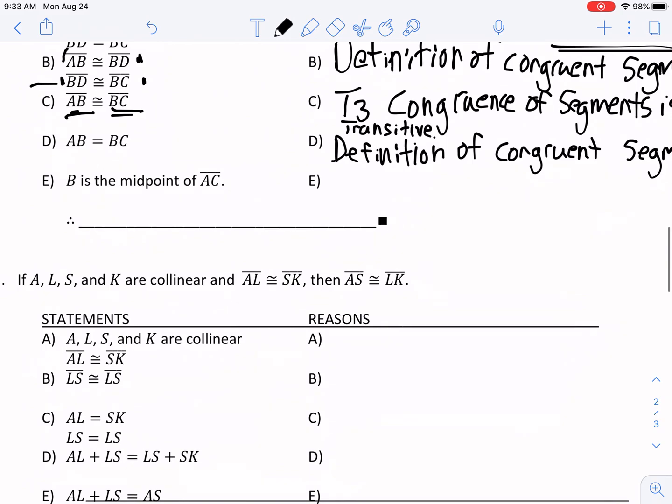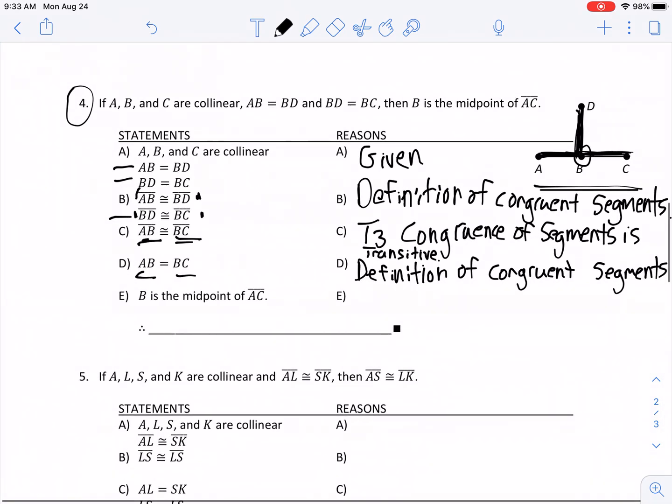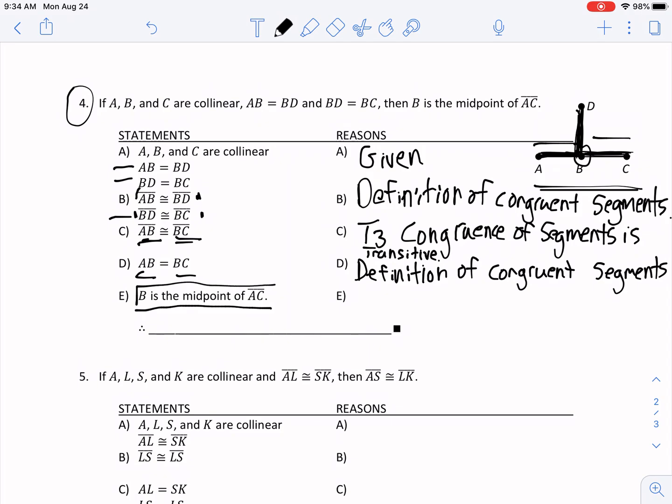Okay? Now, once we know that, we're saying that AB and BC have the same length. So back in our picture here, we're saying this segment and this segment have the same length. Well, if they have the same length, statement E is saying then that B is the midpoint of AC. Well, how do we know that's true? Well, the definition of a midpoint says that they lie on the same line, it's in between the 2 endpoints, and it has the same length for both segments. So do we meet the definition of a midpoint? Well, yeah. So the reason we can state that B is the midpoint of AC is because it meets our definition of a midpoint.